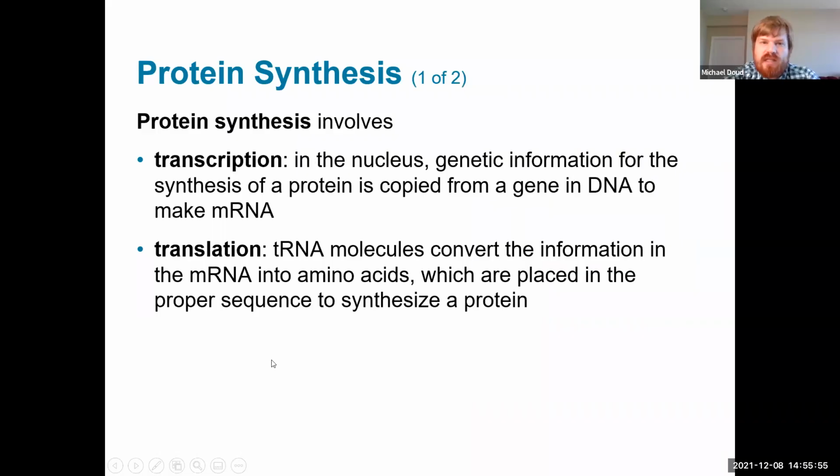So here we go. Protein synthesis. This is the big one. This is what we want to talk about the most. We have two separate processes: transcription and translation. Transcription occurs in the nucleus, and this is where DNA is transcribed into messenger RNA. That mRNA is then taken to the ribosomes, and that is where translation occurs. This is where mRNA is translated by transfer RNA into amino acids. The particular amino acid sequence works to produce a protein.